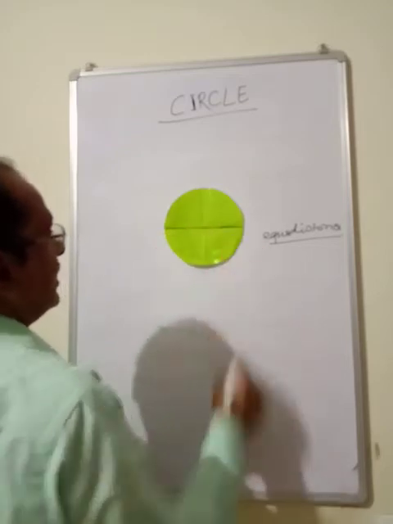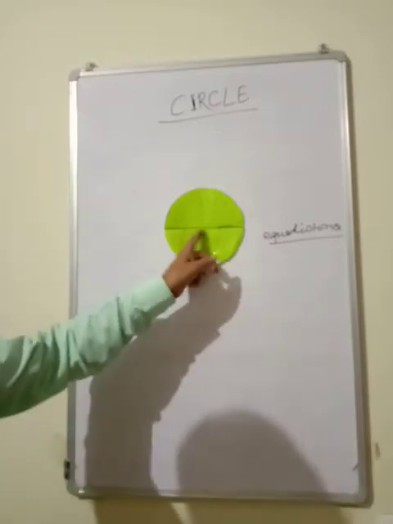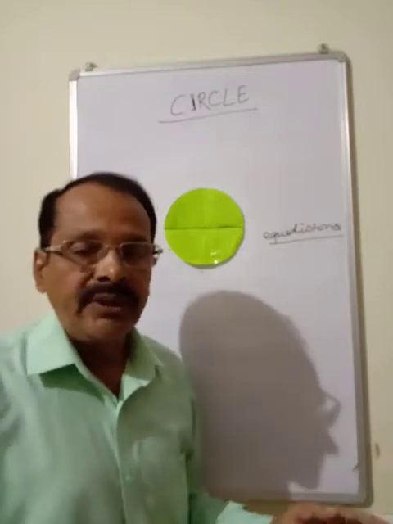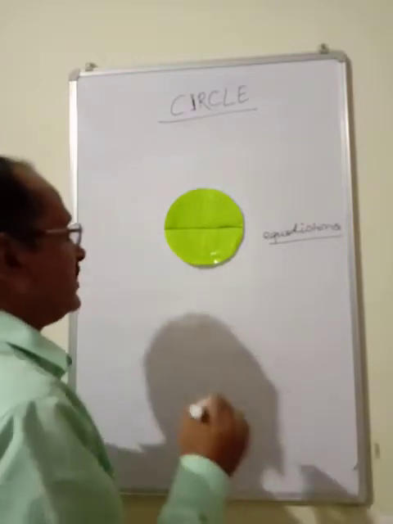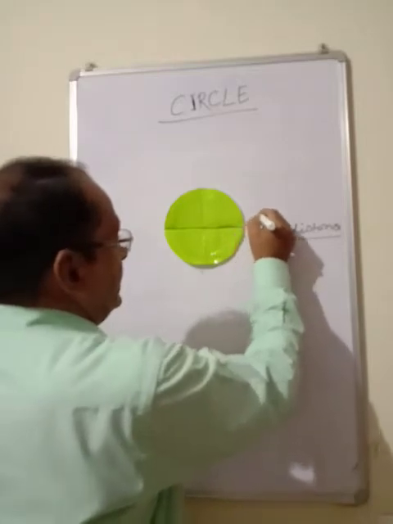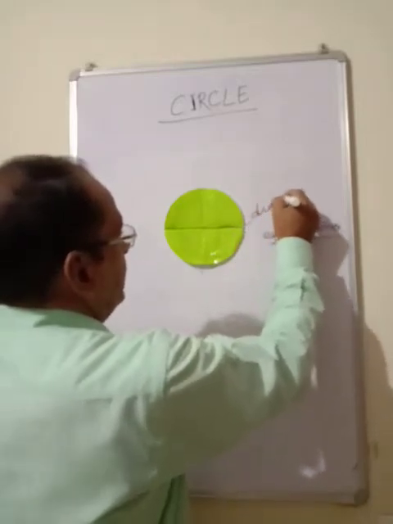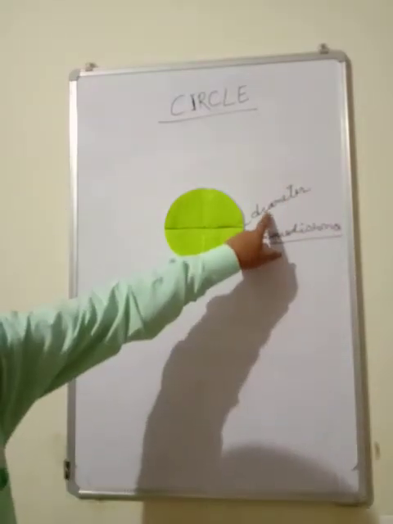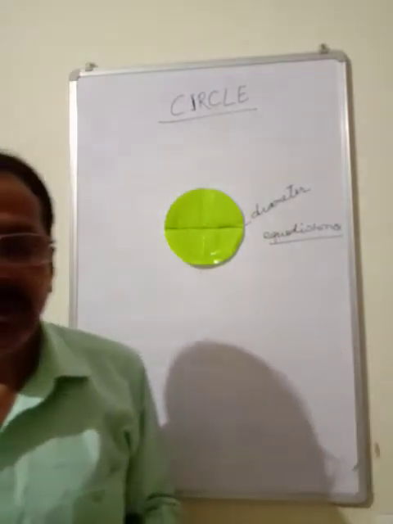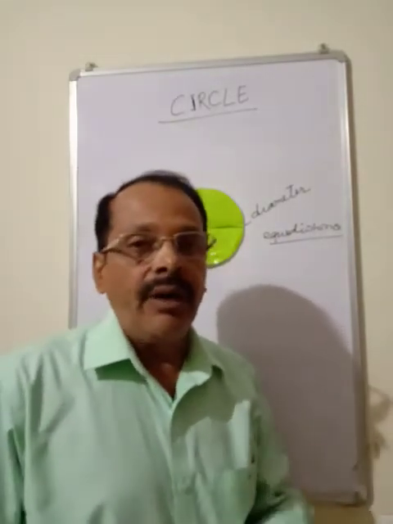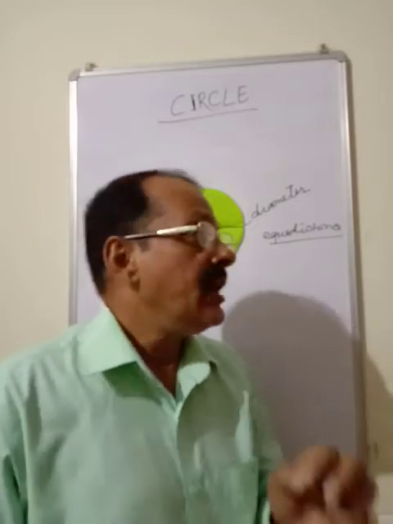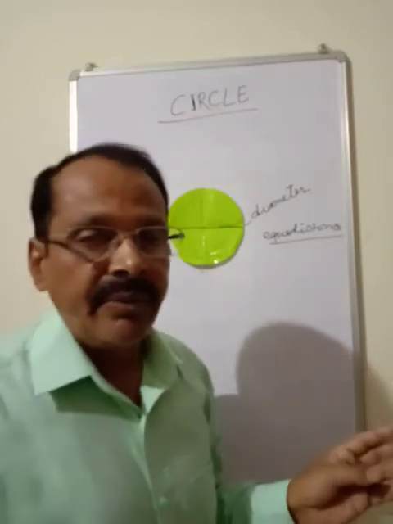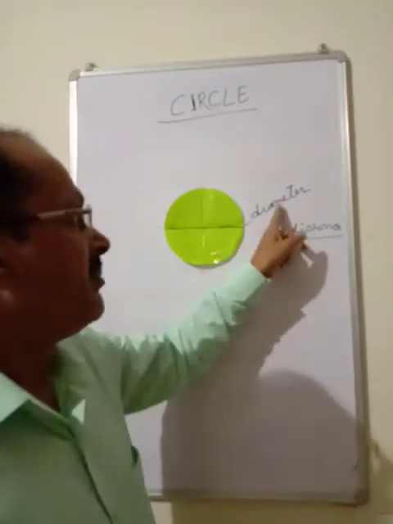Now one line is going through just the middle of the circle. This line divides the circle into two equal halves. That's why this is known as the diameter. Dia means half. So this line is dividing the circle into two equal halves, so this is called the diameter.